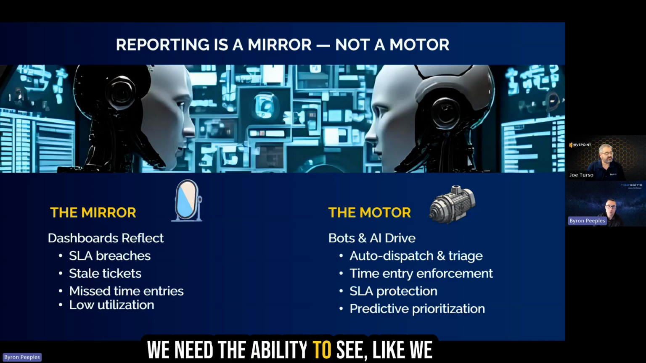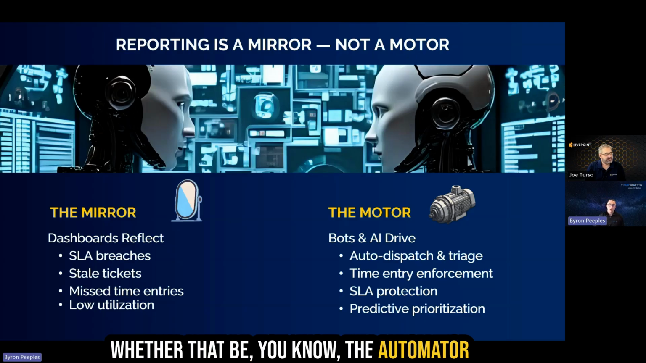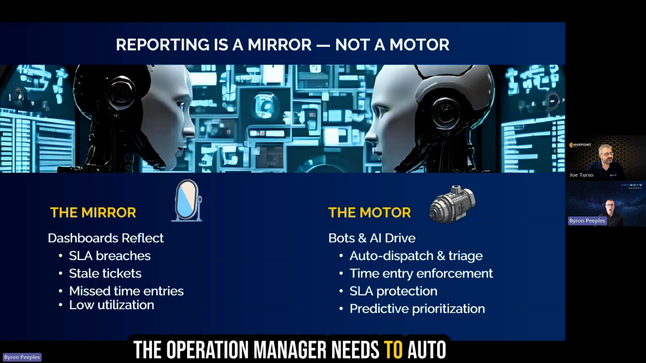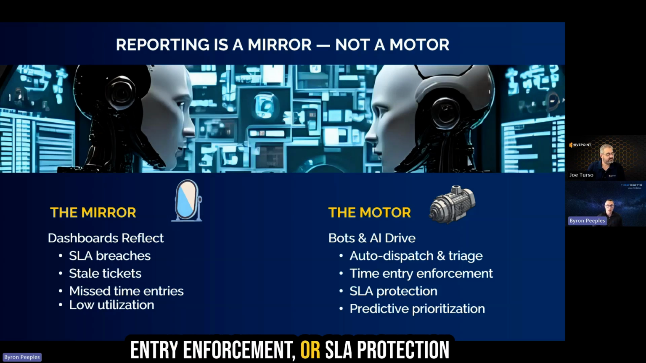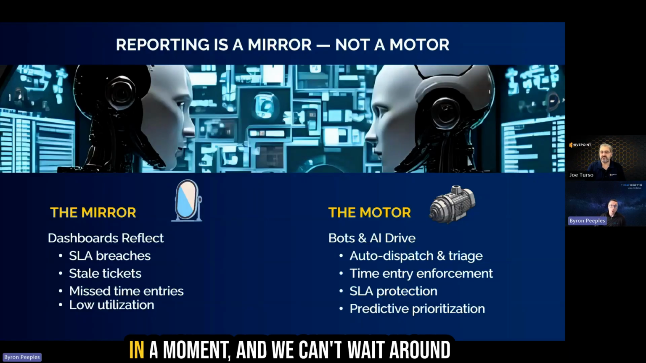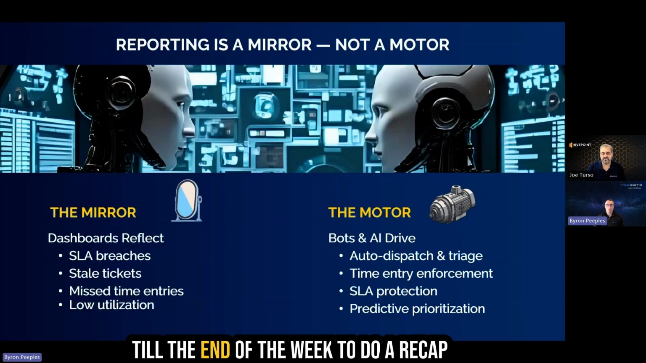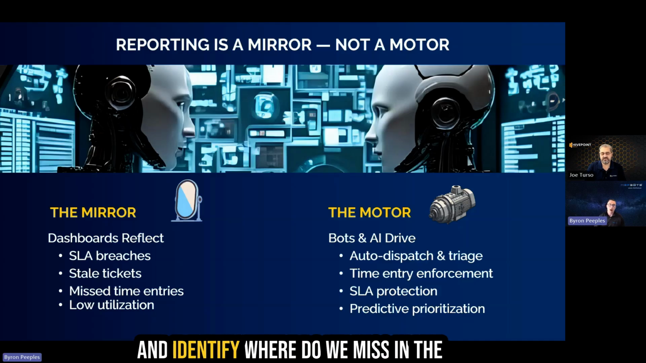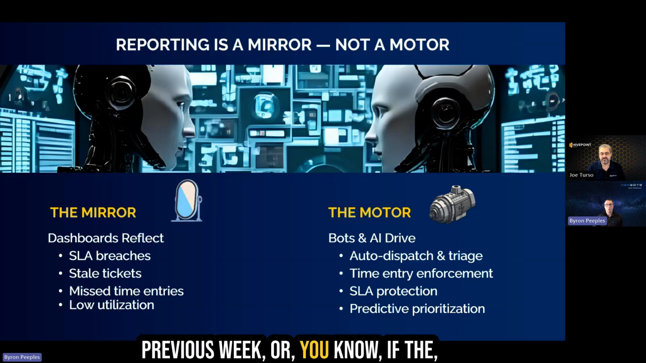We need real-time change. So whether that be the automator, the operation manager needs to auto dispatch and triage, or we need time entry enforcement, or SLA protection, or even predictive prioritization. That stuff needs to happen in a moment, and we can't wait around till the end of the week to do a recap and identify where we missed in the previous week.